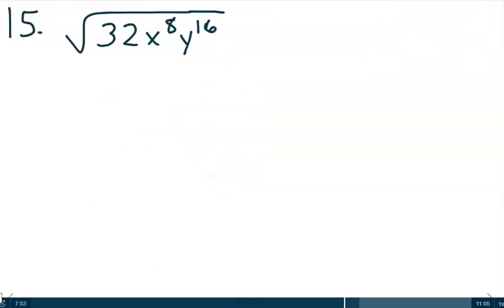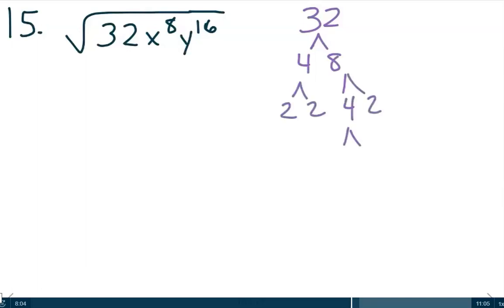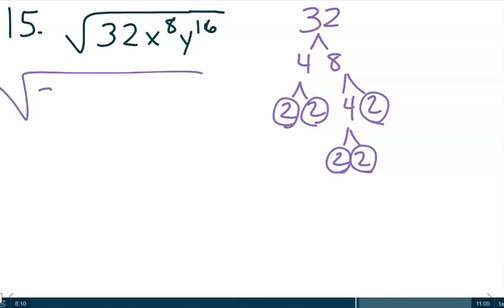Number 15. 32 is not a perfect square, so do a factor tree. To multiply and get 32, most people are probably thinking 4 times 8. To get 4, 2 times 2. To get 8, 4 times 2. And then to get 4, 2 times 2. So we have 1, 2, 3, 4, 5 factors of 2. So instead of the square root of 32, we can write 2 times 2 times 2 times 2 times 2.